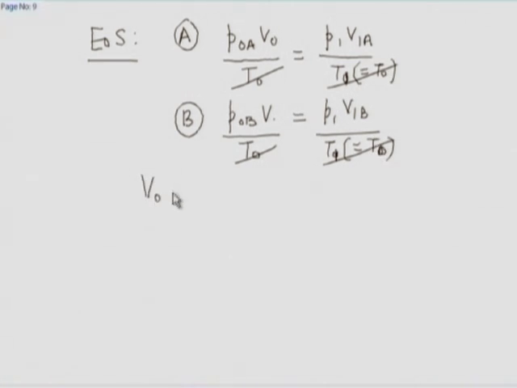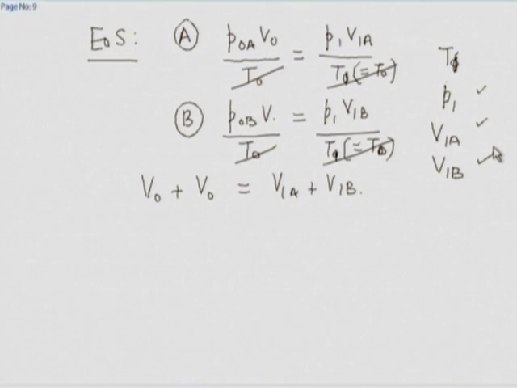So, the total initial volume is V0 plus V0, the total final volume is V1A plus V1B, and you will use these three relations to obtain the values of V1A and V1B and P1. So, this way you would have determined the values of T0, T1, which is T0, P1, V1A and V1B. Remember, you have three equations 1, 2, 3 and you will be solving them for these three unknowns P1, V1A and V1B.